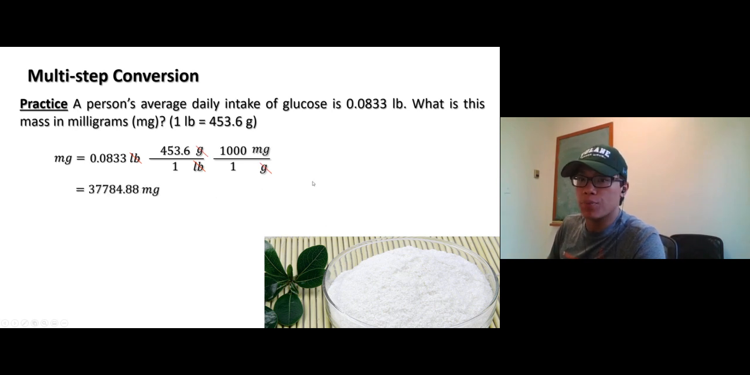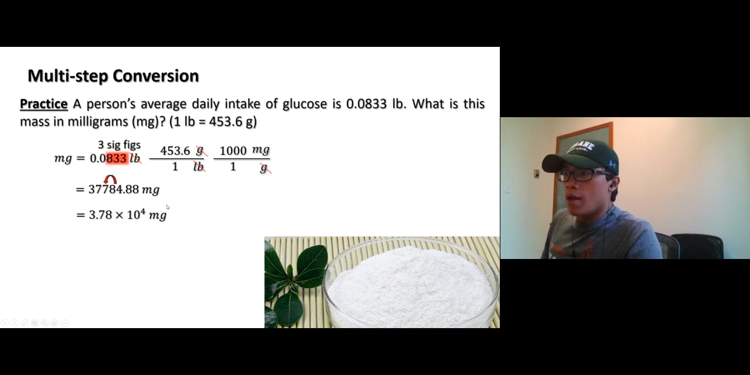Ta-da. But watch out though, we're not done yet. So make it the appropriate significant figures. So 3 sig figs, make it 3 sig figs. So 377. Anything else behind it? Round them up. So 3.78 times 10 to the 4th milligrams.